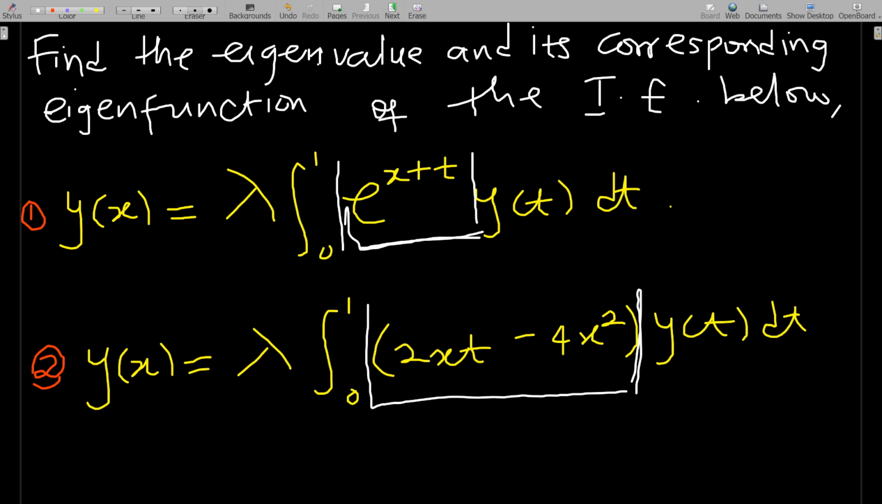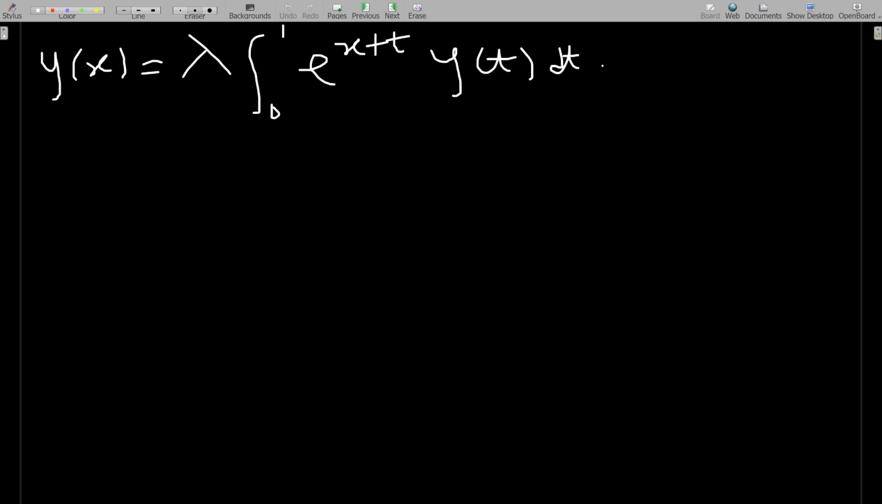So what you will do here is pick the first question, this one, and go through it. To find the eigenvalues just means to find the values of lambda when you try solving this equation. We know that this is an integral equation, but when we try solving it, what will be the value for lambda here?